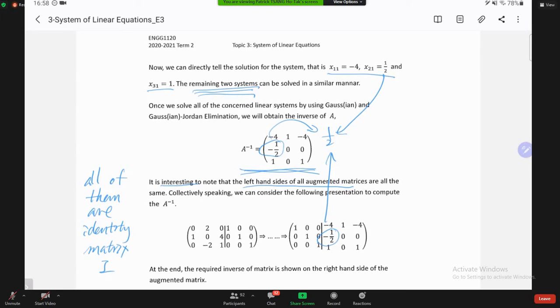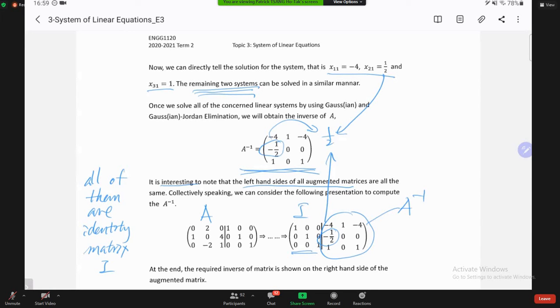Okay, so get back to the discussion so far. We spot an interesting result. All of the augmented matrices, after simplification by the elementary row operations, all of them will become I. Starting from A, after finishing a series of elementary row operations, on the right-hand side of this augmented matrix, it is nothing but the inverse matrix A, right?